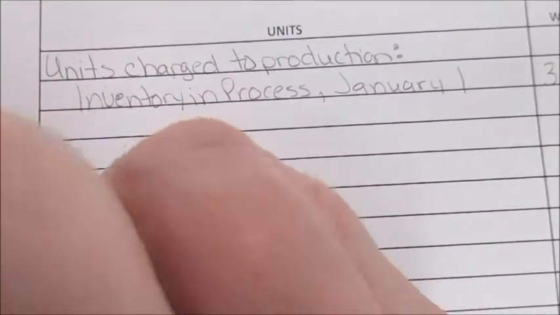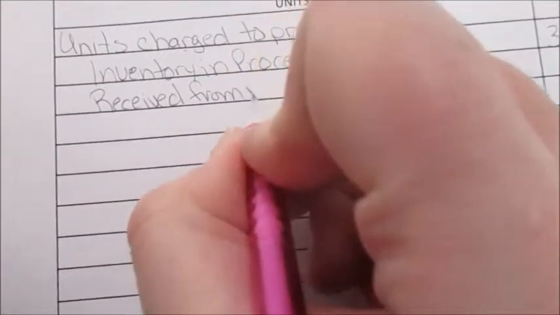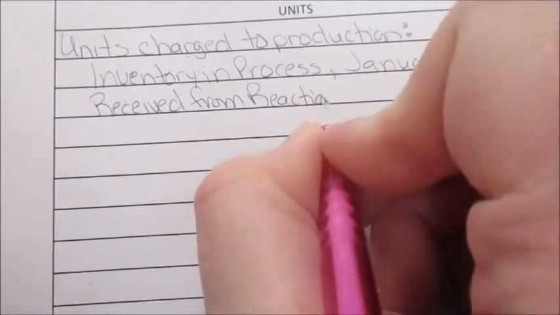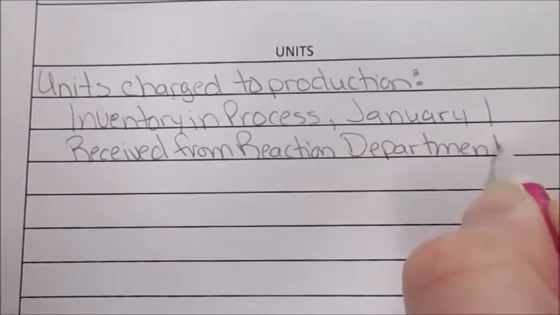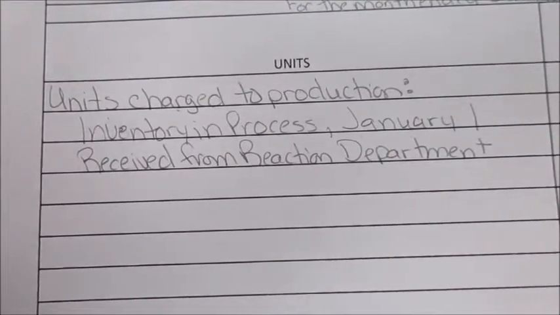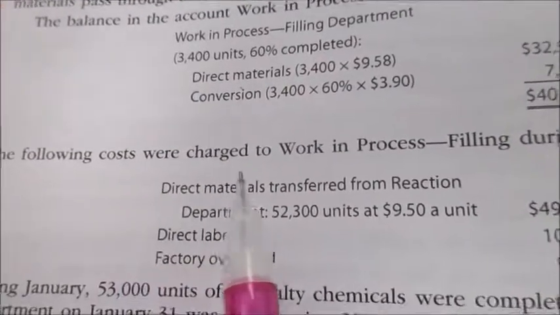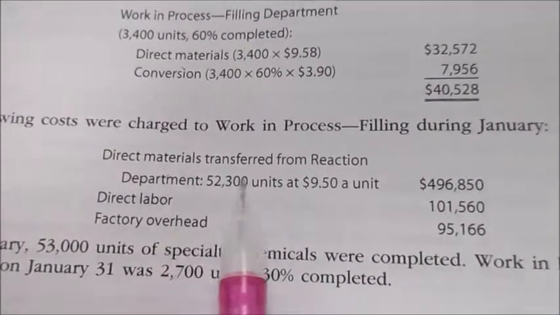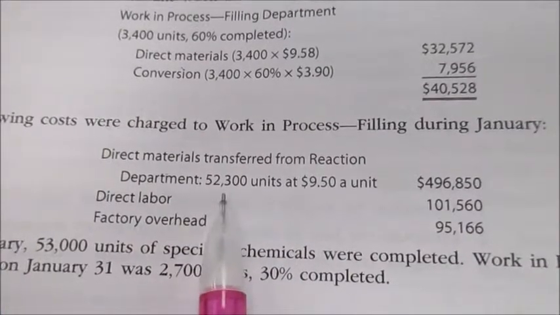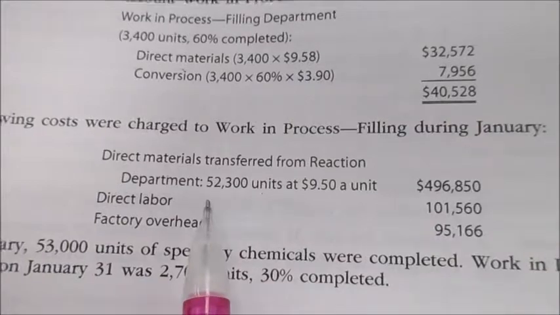Before it hits the filling department, it's in the reaction department. So we need to keep track of how much we've received throughout the month from the reaction department. How much have we received from the reaction department throughout the month of January? And if we look, the following costs were charged to work in process filling during January. And it tells us direct materials transferred from the reaction department were 52,300 units. So that's where we're going to get that number from.